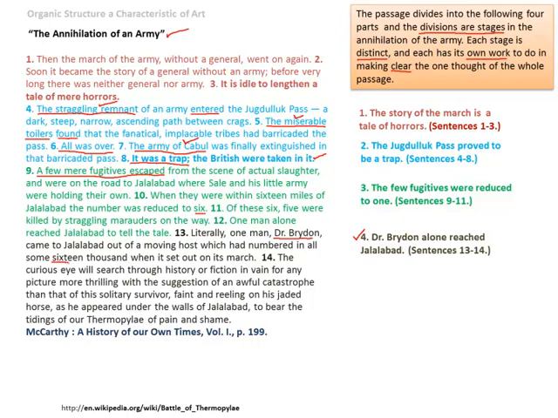So 16,000 soldiers and one survivor. The curious eye will search through history or fiction in vain for any picture more thrilling with the suggestion of an awful catastrophe than that of this solitary survivor, faint and reeling on his jaded horse, as he appeared under the walls of Jalalabad to bear the tidings of our Thermopylae of pain and shame.